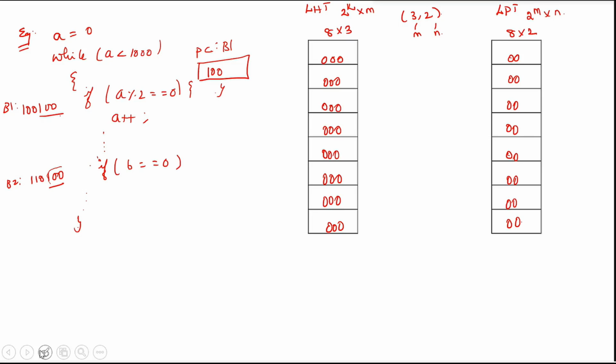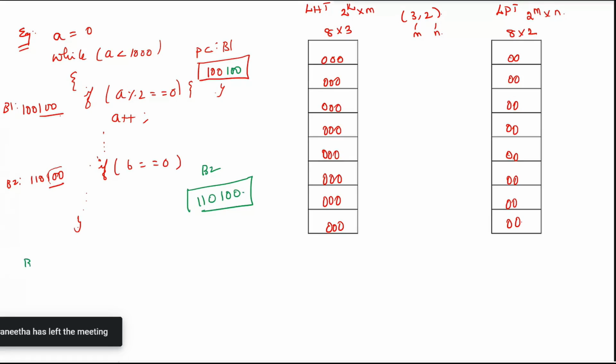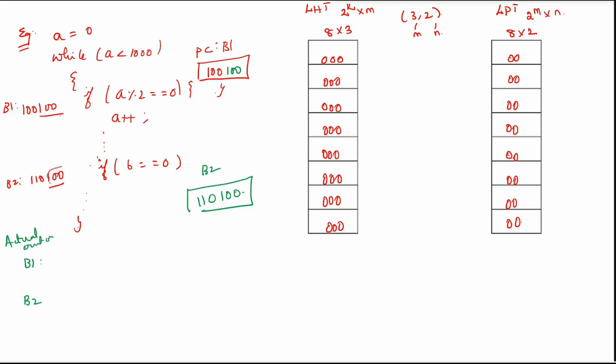We will take the program counter 100100, which is branch 1, and branch 2 is 110100. First, we will go for the actual outcome. If you take branch 1 and branch 2, what will be the actual outcome? Assume initially A is 0, and then it goes 1, 2, 3, 4, 5, 6, 7, 8, and so on.